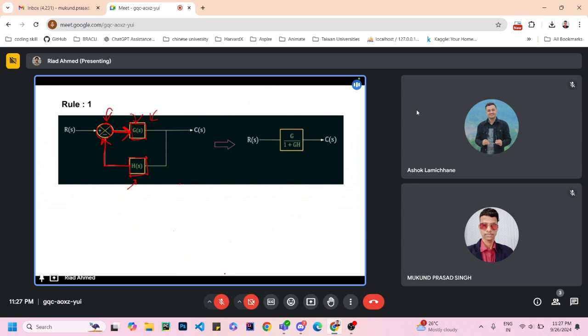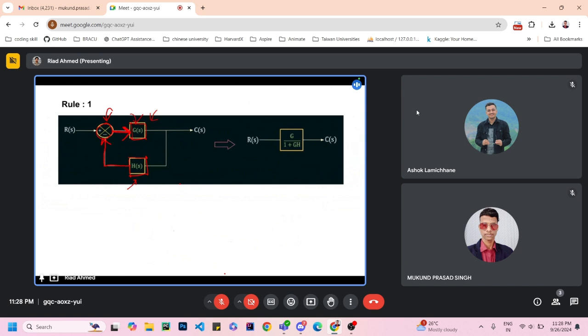So I'm repeating it again. If you see a structure where you have a summing point, and the summing point is taking input from a block and giving output to another block, then you should follow this rule. Always try to follow this structure: the output of the summing point should go into a block, and the summing point will have an input which is coming from another block.